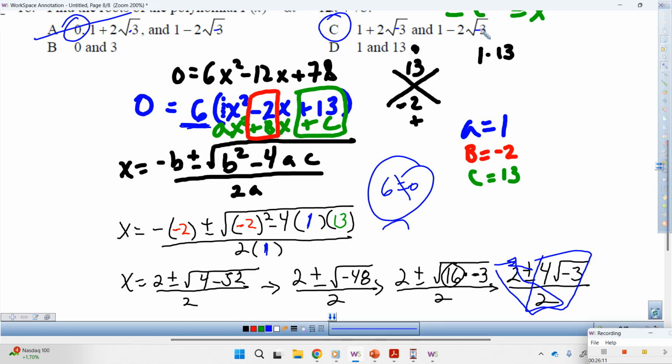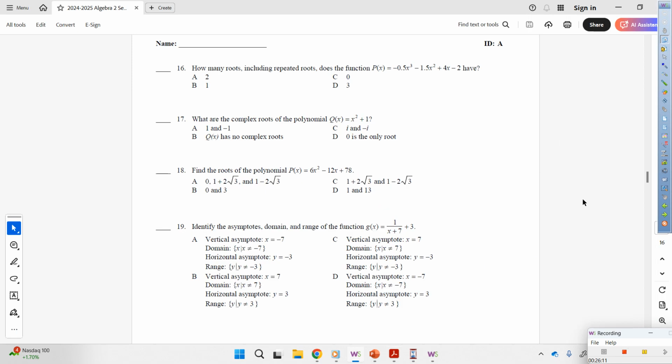So just be careful with these. It might have a typo like that also. I haven't checked it, but it might. All right, that was number 18.